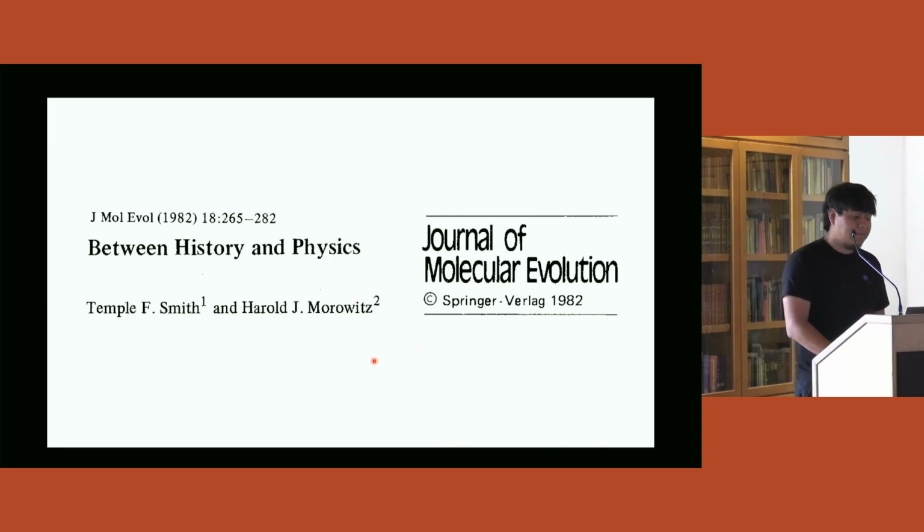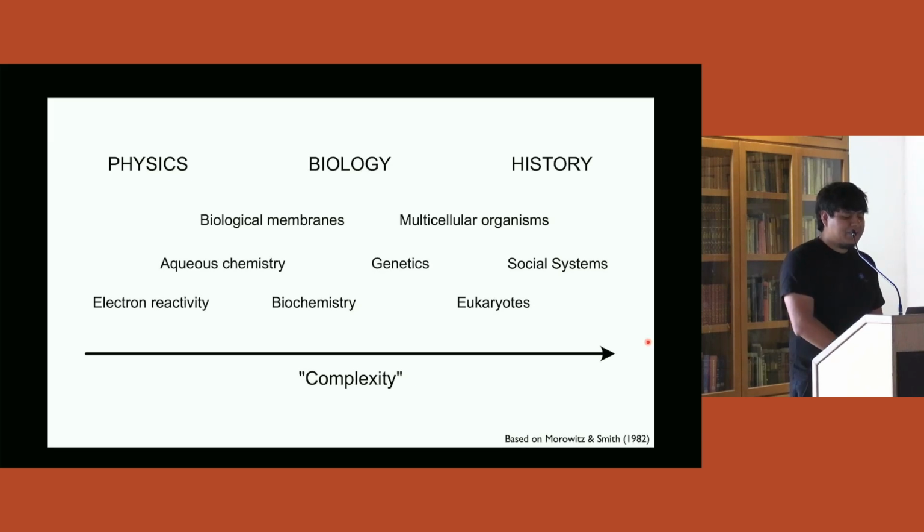One paper that I found super interesting, which takes a different perspective on this, is Morowitz and Smith's Between History and Physics. They published this in '82, and basically what they were saying is that biology is some phenomenology that sits between purely physical processes and historical ones. And by purely physical, we mean the things that physicists call natural laws of the universe, or properties of, let's say, electrons or atoms that are almost independent of where these atoms are.